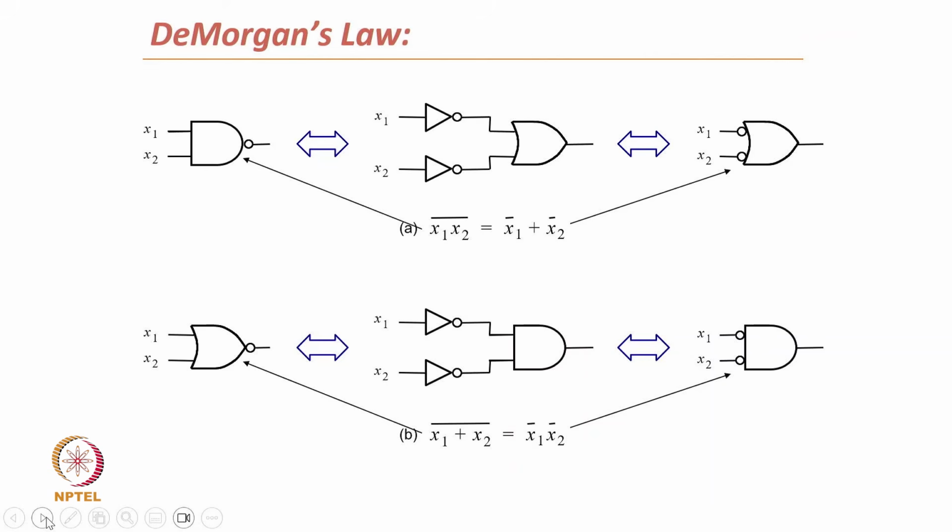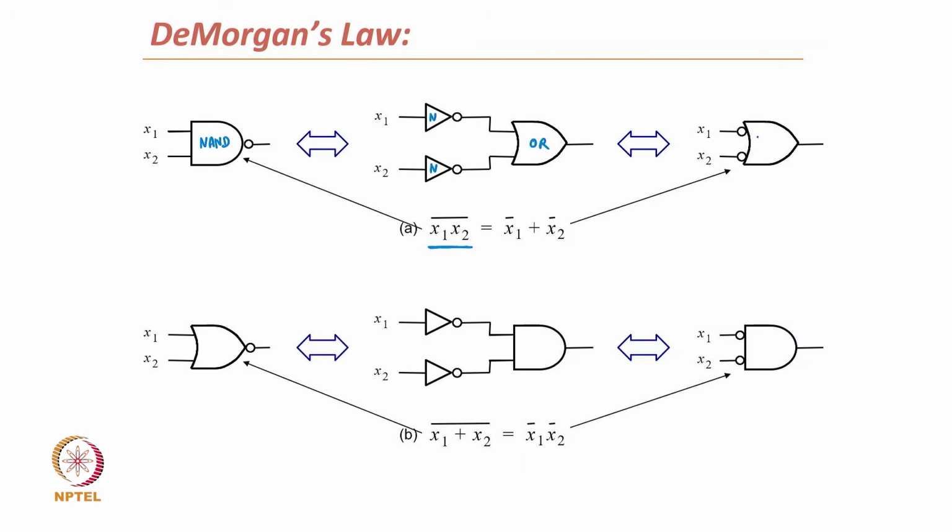And this is the pictorial view of De Morgan's law, where this is a NAND gate, which is implementing (x1 . x2) bar. So, this is x1 and x2 and this is (x1 x2) bar. This we can write using this OR gate and then an inverter. This is NAND.